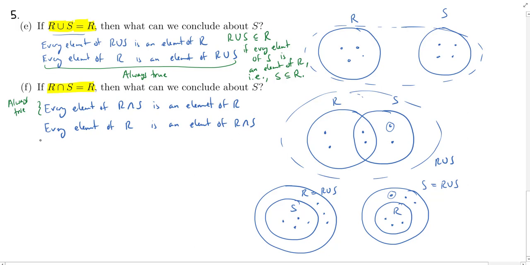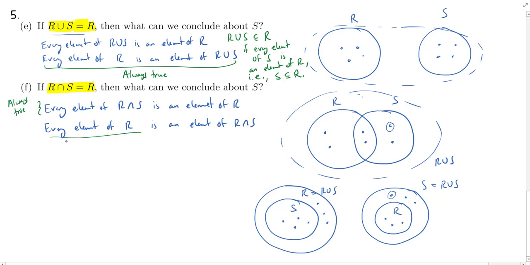Okay, so the only thing we now have to determine is when could the second statement be true, that every element of R is an element of R intersect S. Well, what's required for an element of R to be an element of R intersect S? Well, to be in R intersect S, you have to be both in R. Okay, we got that. And you have to be in S. So the only elements that are going to work are ones which are in R and in S. So we're looking for the elements of R that are also in S, but we want every element of R to be in S.